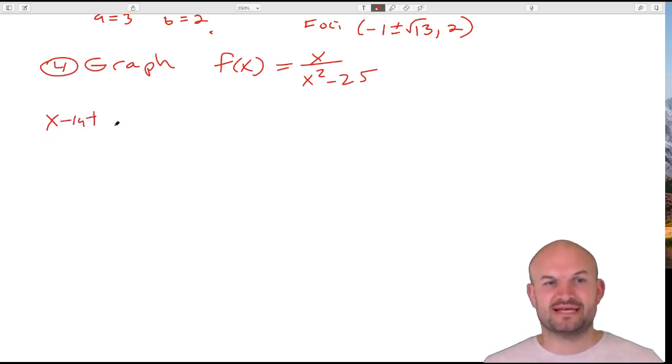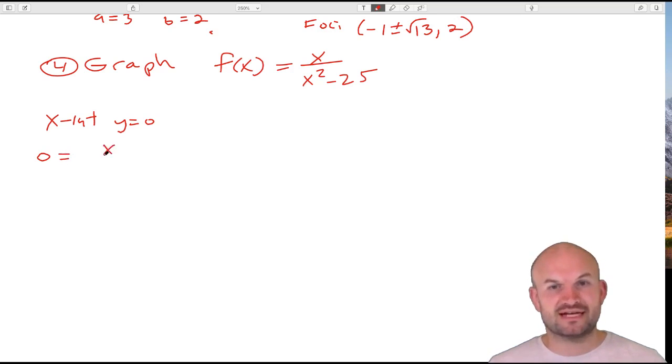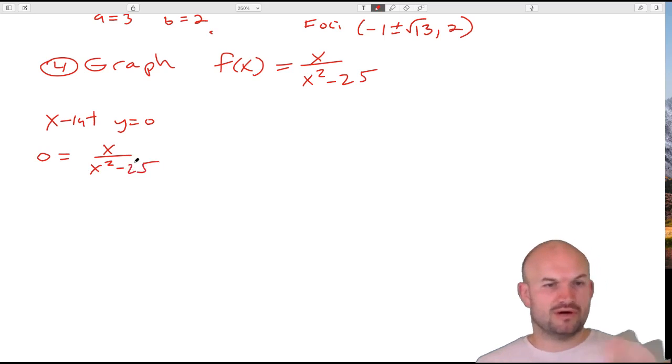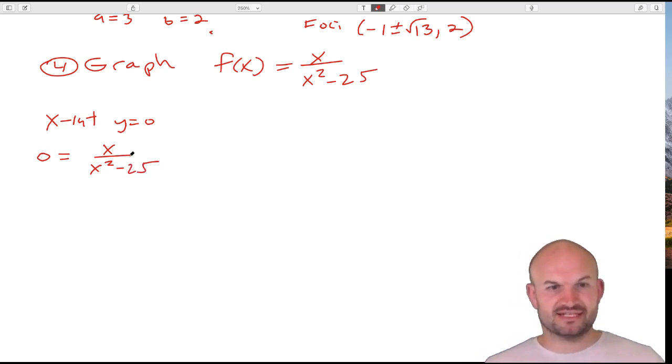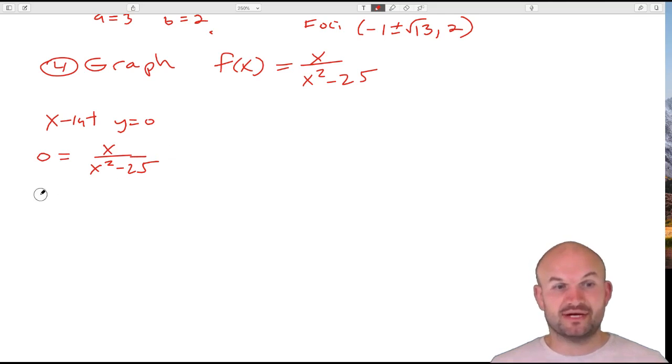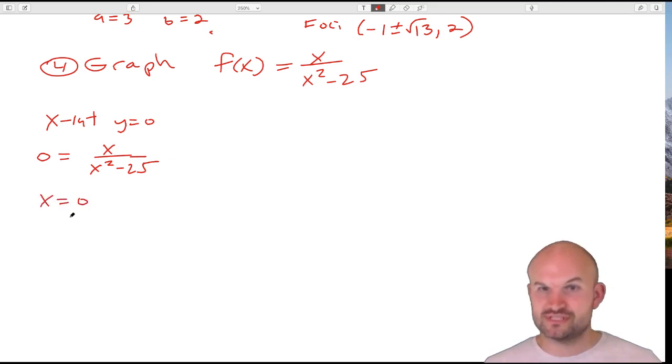So the x-intercept, again, is when y is equal to 0, or f of x. Those are interchangeable; it just depends on the notation. So if I put 0, and then I have x over x squared minus 25, to solve for x, I'm going to have to get the x squared minus 25 off the denominator, so therefore x is equal to 0.